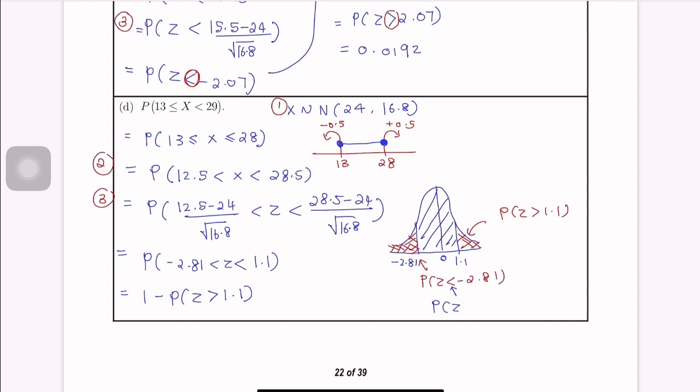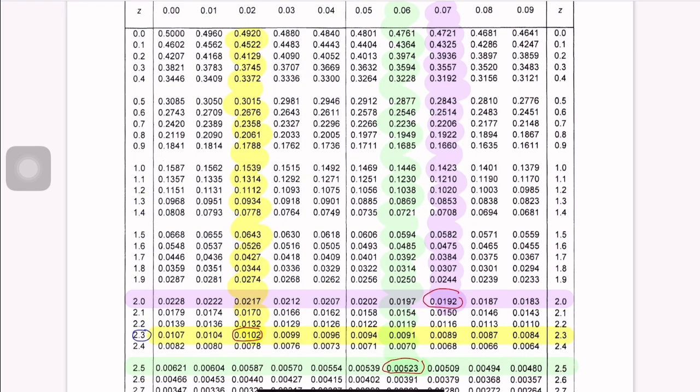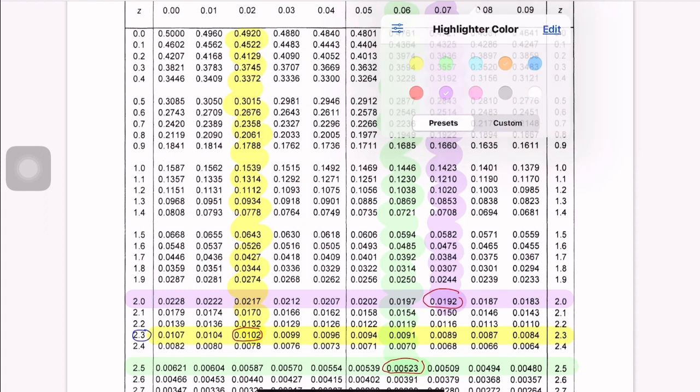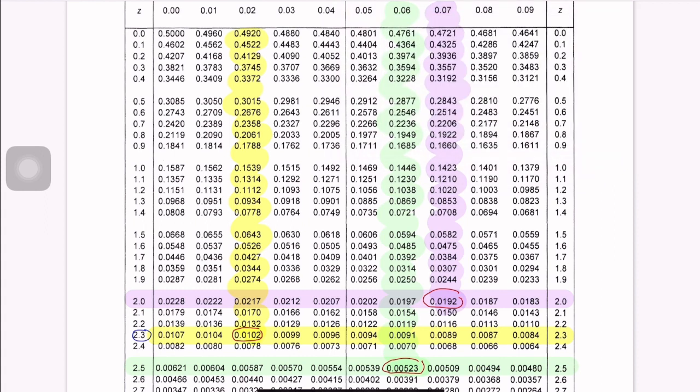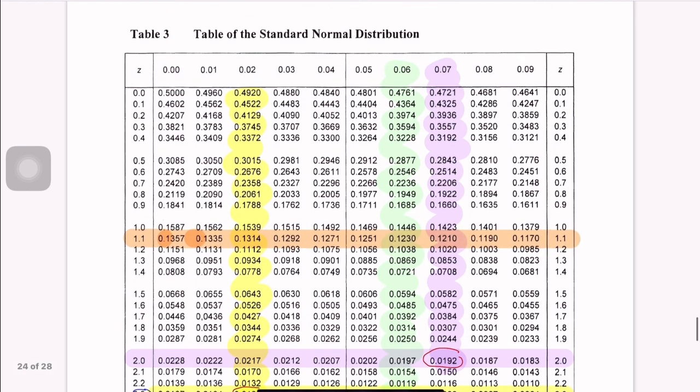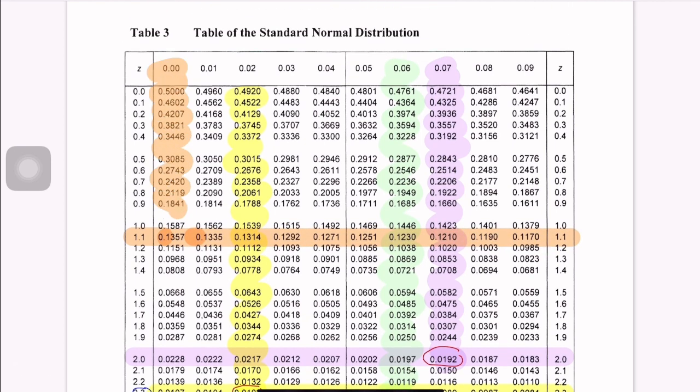So we can simply change less than to greater than, negative 2.81 to positive 2.81. So z greater than 2.81. And now we will use the table for 1.1 and 2.81. So okay, different color, I think orange. 1.1. We find the 1.1 first. So 1.1, 0. So what is the value? 0.1357.